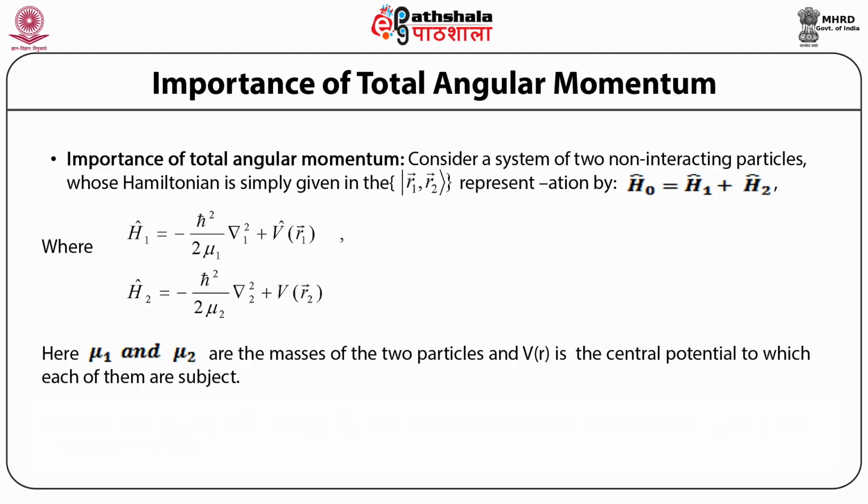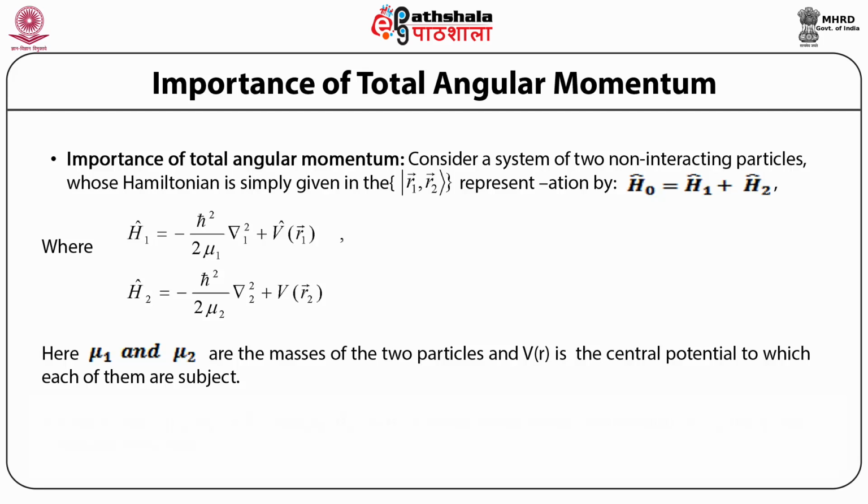where operator H1 is given by the relation minus h cross square by 2 mu1 times del 1 square plus operator V of R1 as a function of vector R1. Here h cross is equal to h by 2 pi, and h is Planck's constant. Mu1 is the reduced mass of the first particle. Del 1 is the del operator for the first particle having position vector R1, and V as a function of R1 vector is the potential energy corresponding to the first particle having position vector R1.